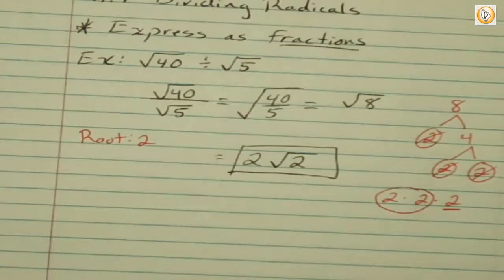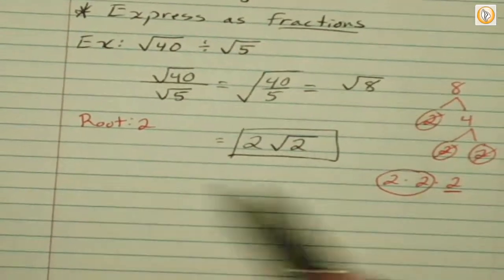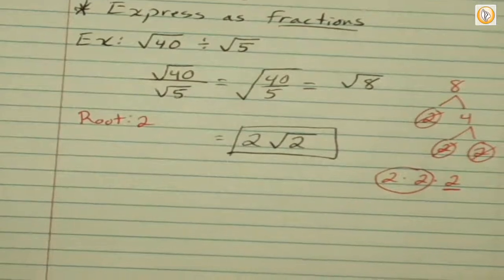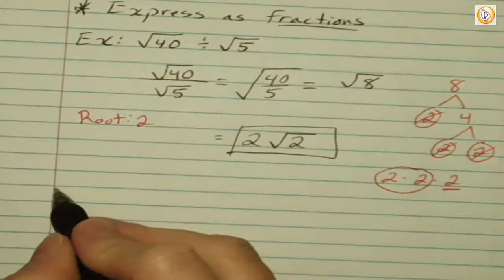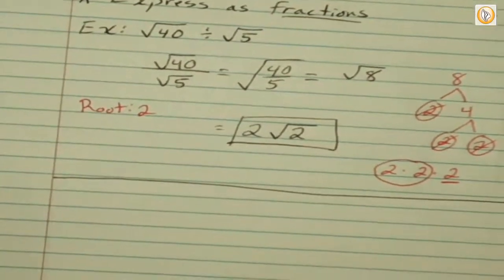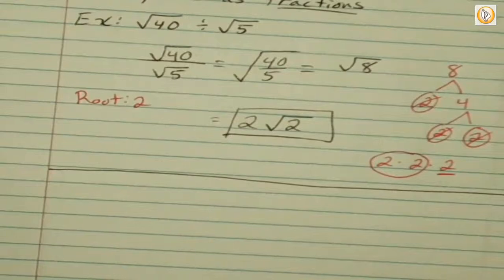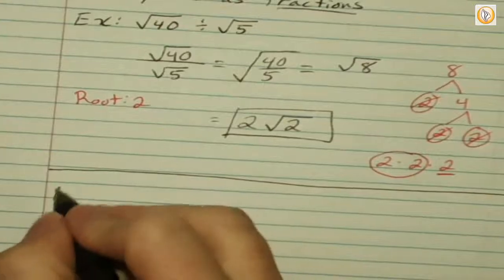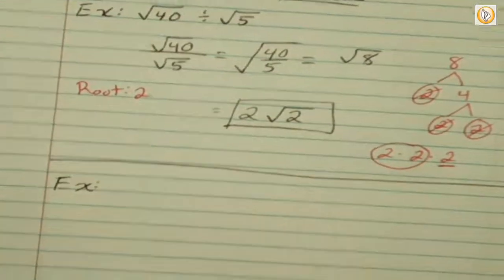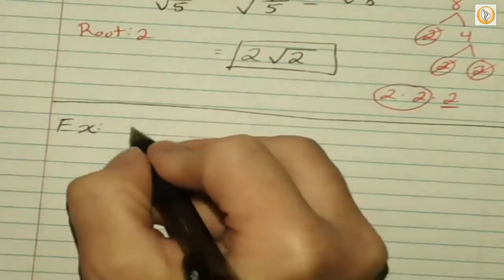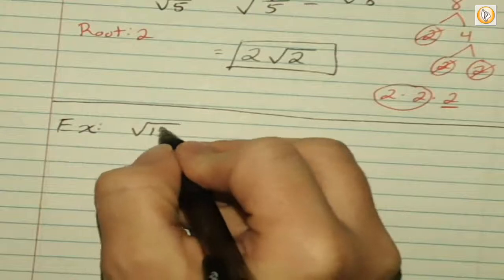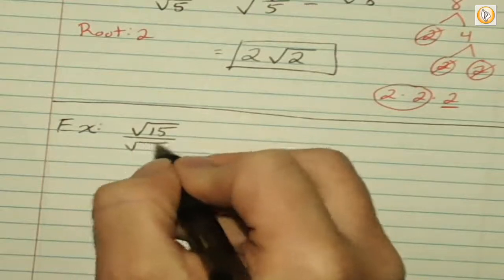Let me show you another one. Does everyone understand this? Yes. All right, here we go. I always start off easy. So let me do my examples and then you can ask questions. What if I have this problem? Square root of 15 divided by the square root of 12.